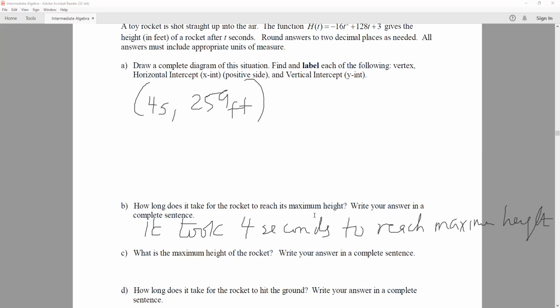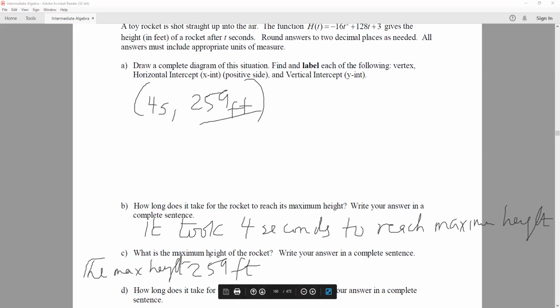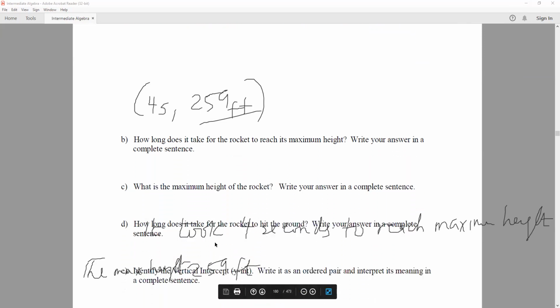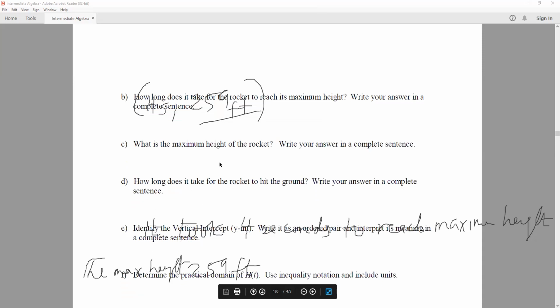What was the maximum height of the rocket? That is this guy, the maximum height is 259 feet. It says write your answer in a complete sentence. So the maximum height was 259 feet.